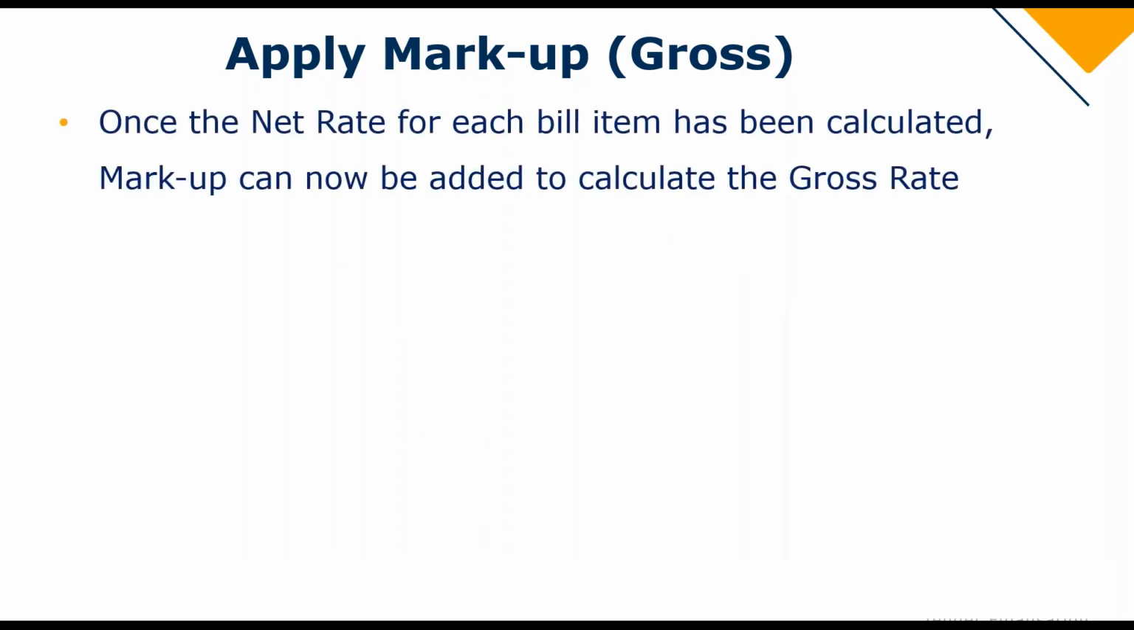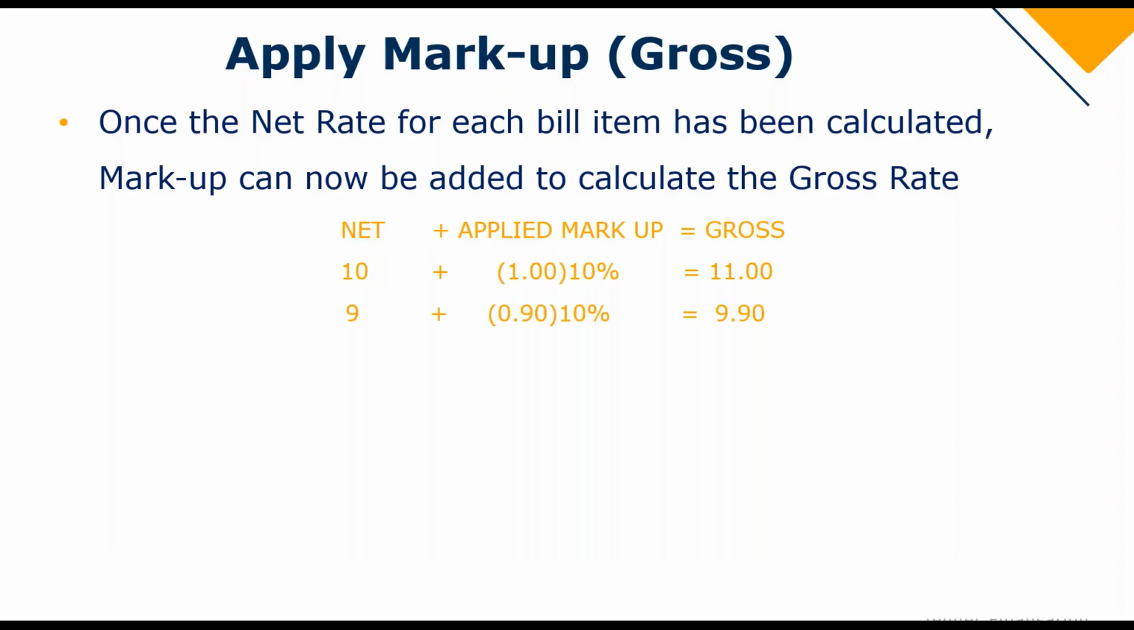Next, we will need to apply markup to establish our gross. So once the net rate for each bill item has been calculated, markup can now be added to calculate the gross rate. So in Candy, your net rate plus your applied markup equals your gross. As an example, 10 Rand plus 10% markup, which is 1 Rand, gives us a gross of 11 Rand.